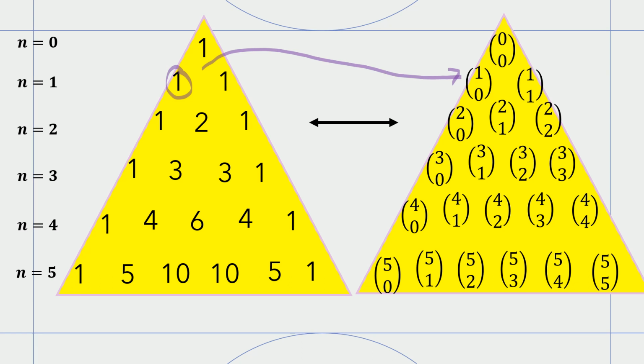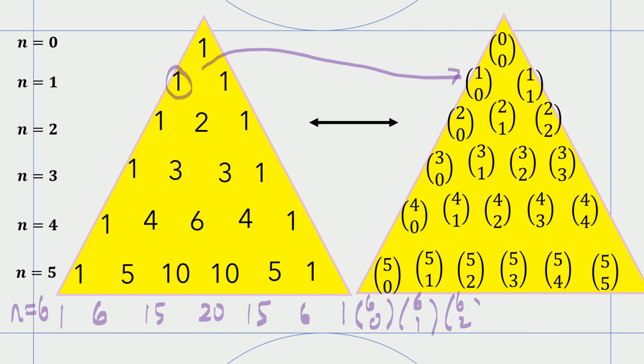All right, so what happens when n equals 6? When n equals 6, you will get 1, 6, 15, 20, 15, 6, 1, right? So what would the combinations formula be? It will be 6, 0, followed by 6, 1, followed by 6, 2, followed by 6, 3, followed by 6, 4, 6, 5, and then 6, 6.